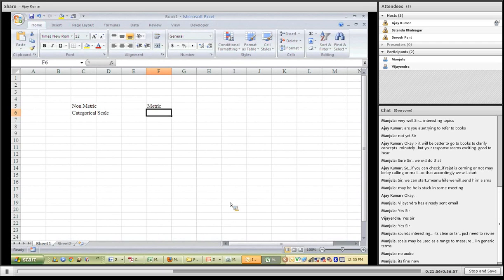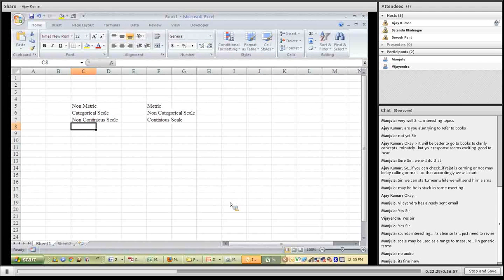So metric scale is also known as non-categorical scale, right? When we are talking of non-metric scale, there is something more which we have discussed, and that was the continuous thing. So non-metric scale is also known as non-continuous scale, right? And this is something which is known as continuous scale. So these are the terminologies. When we are saying non-metric scale, essentially we are talking of categorical scale or non-continuous scale. So they all three mean the same.